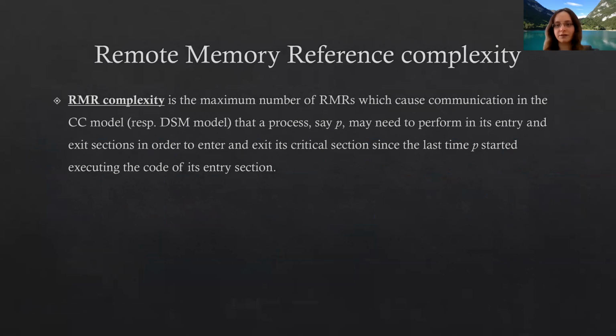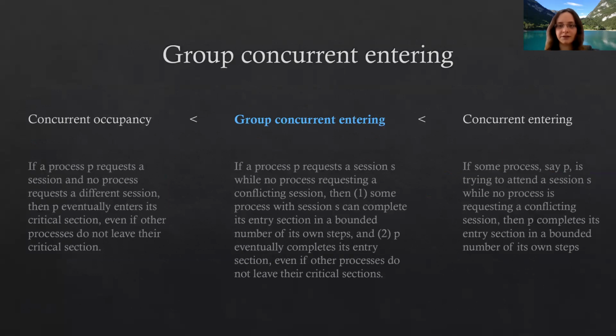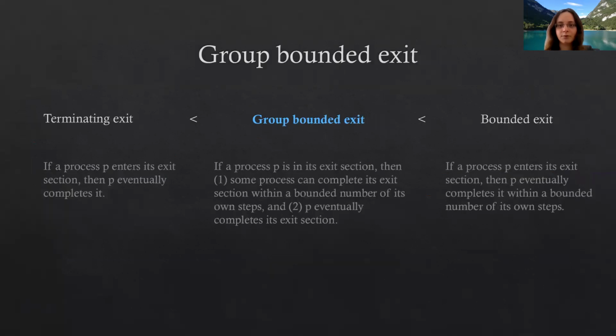The important complexity in the group mutual exclusion problem is RMR complexity, which is the maximum possible number of remote memory references during a single execution of the entry and the exit code. The group concurrent entering property is first introduced in our work and is stronger than an existing property called concurrent occupancy and slightly weaker than another property called concurrent entering. I'm not going to explain these two properties because we don't have the time for it, but you can read about it in our paper. Another property first introduced in our work is group bounded exit, which is stronger than terminating exit and weaker than bounded exit. Again, we don't have time to explain these properties and the differences between them, but you can read about it in our paper.